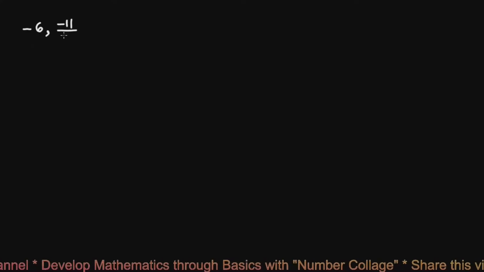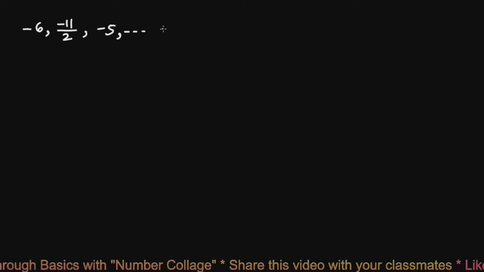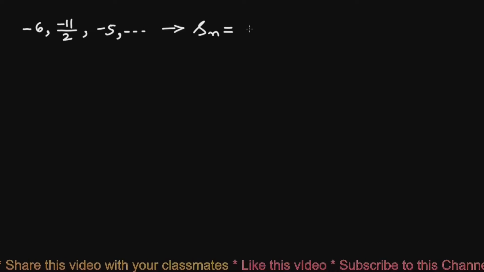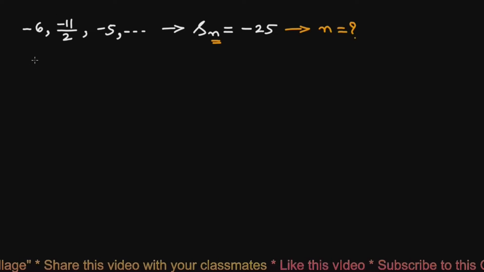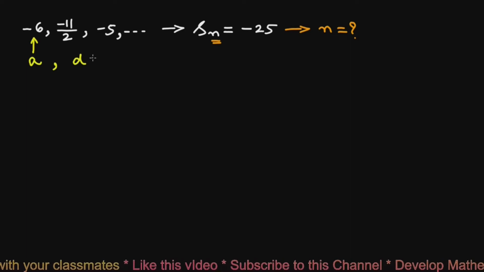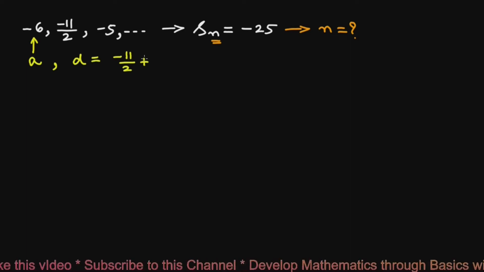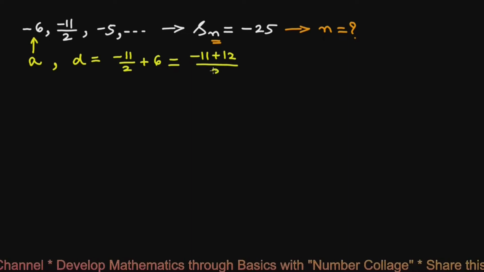We have to find how many terms of the AP minus 6, minus 11 by 2, minus 5, and so forth are needed to give the sum minus 25. We have to find this n. Here the first term a is minus 6 and the common difference d is minus 11 by 2 plus 6, that is minus 11 plus 12 upon 2, 1 upon 2.